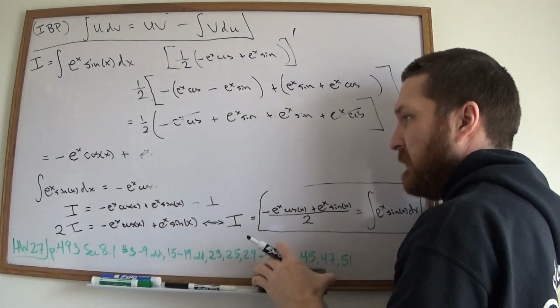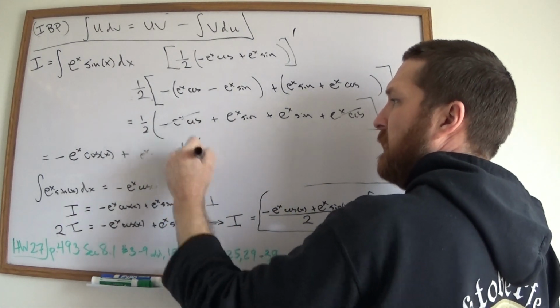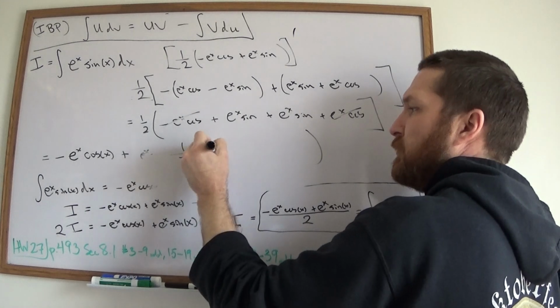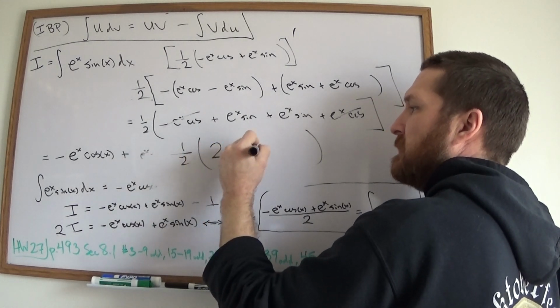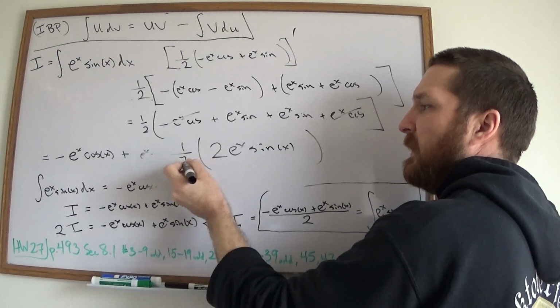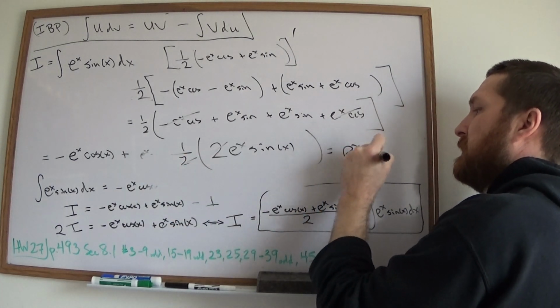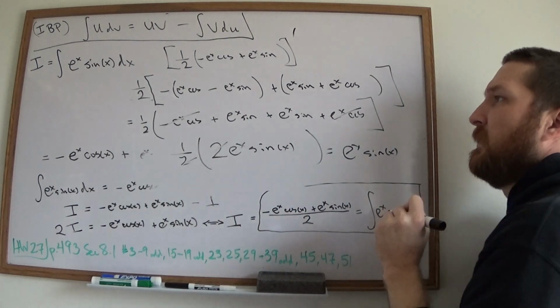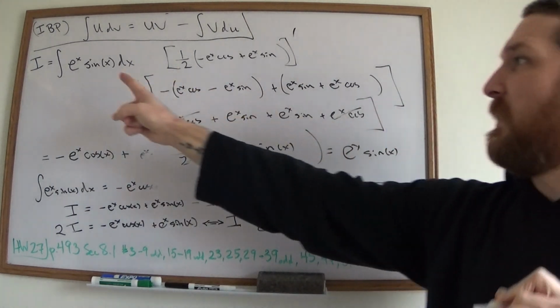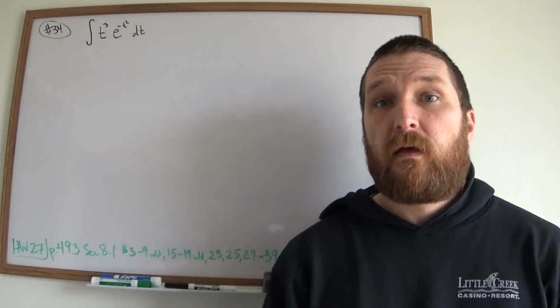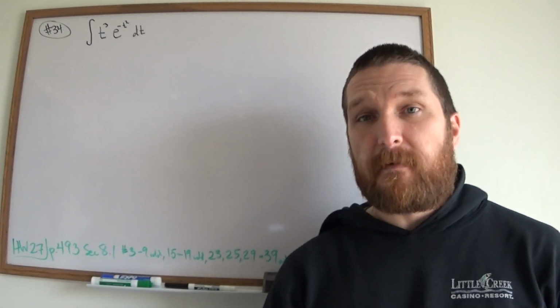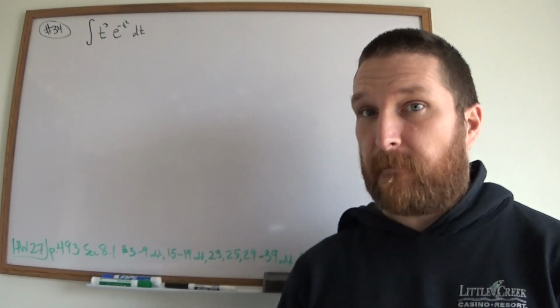That's the same thing as 1/2. There's two of them. There's two e to the x sine x's. A half and a 2 cancel, and I get e to the x sine x, which is indeed what that was. Here's number 34. Try it. Pause the video and try it.